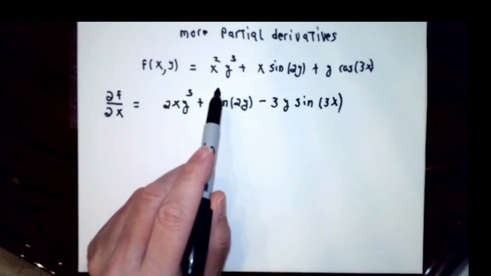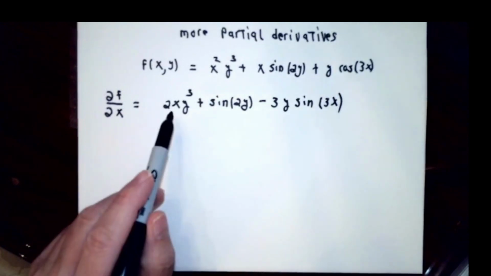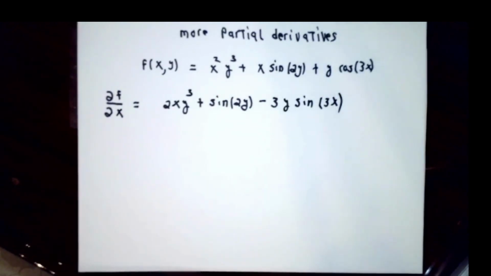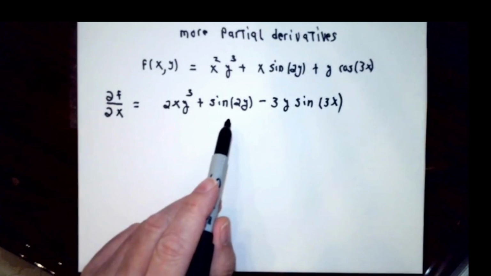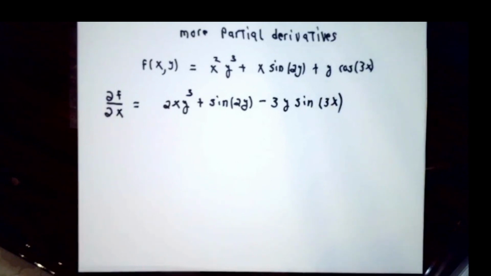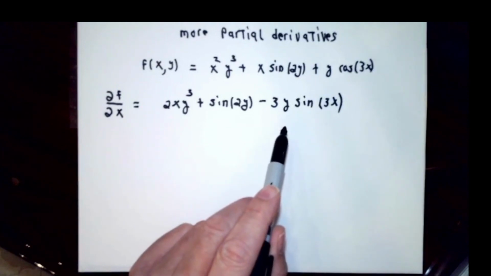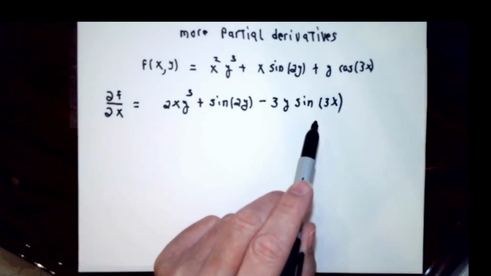The first term is x squared times a constant. The derivative would be 2x times that constant. The next term is x multiplied by something I'm treating as a constant. The derivative would be the constant. Y is a constant factor in the last term. The derivative of cosine 3x, given that x is the variable, is the negative of sine of 3x multiplied by 3 from the chain rule. So the last term is minus 3y sine of 3 times x.